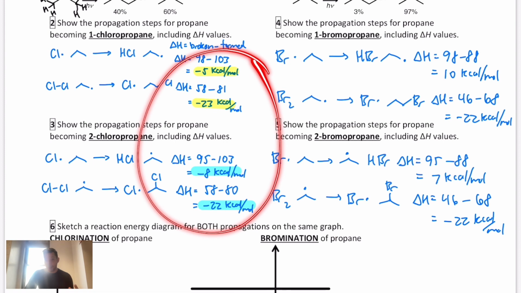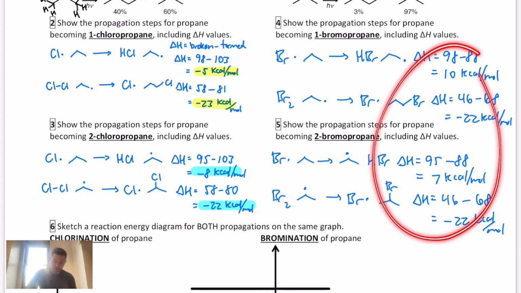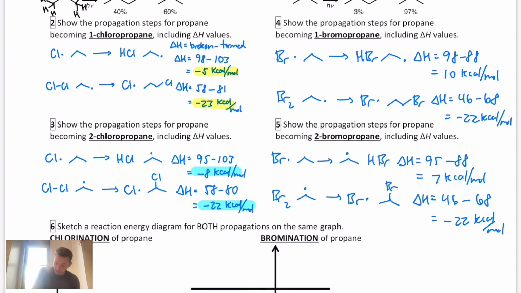So now we have all these numbers in front of us. To form the chlorine products, there's 2 different pathways, the yellow and the blue I've highlighted. And then to form the 2 different bromine products, we've got positive 10 and negative 22 for the primary case. And then just to use a different color, we've got positive 7 and minus 22 for the secondary case. I still don't see why bromine is more selective, but there's something very different about the bromination case.